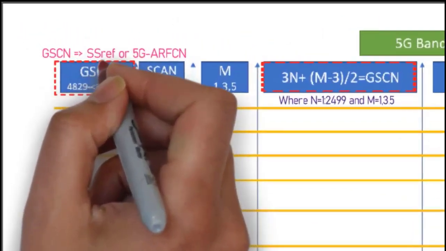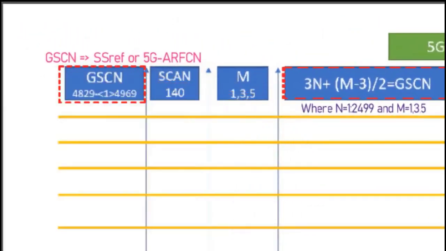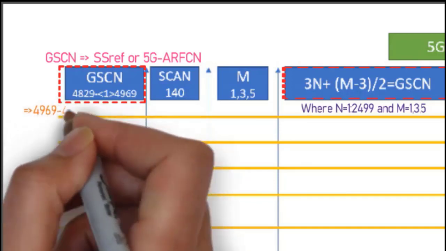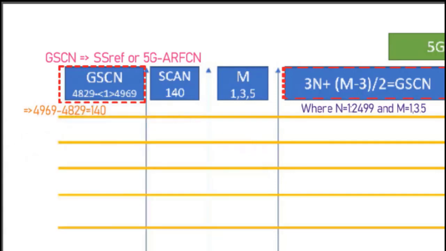The GSCN range is 4829 to 4969, right? So the first GSCN value is 4829 and 1 is the step. That means it will increase by a step of 1, like 4829, 4830, 4831. So from 4829 to 4969, the total scan is 140. How is it 140? Just subtract 4969 minus 4829, that is 140. So for every step, 140 times it will try to scan.